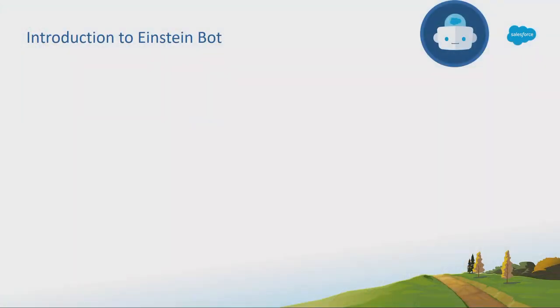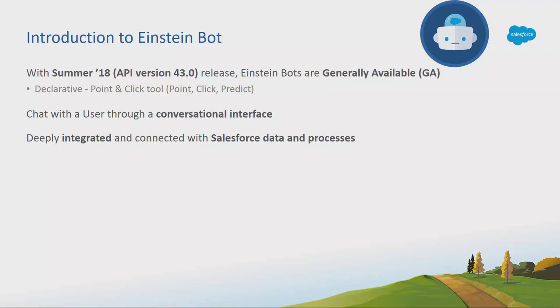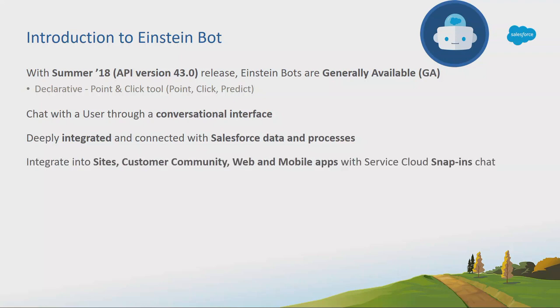So you may have come across bots already, because they are generally available now from Summer '18. We're actually using Winter '19 here because we're making use of some of the features that are coming. They are mostly declarative, but you can call Apex from them, which is what we're doing today. The idea is that you chat through a conversational interface and make use of natural language processing that Einstein has baked within the platform. They're integrated throughout. Today we're actually using them in a community context with live agents.